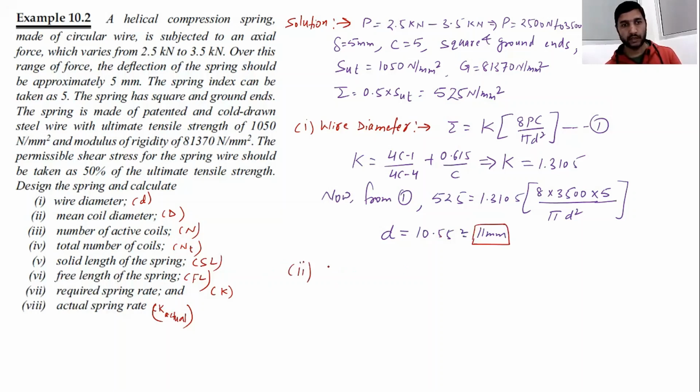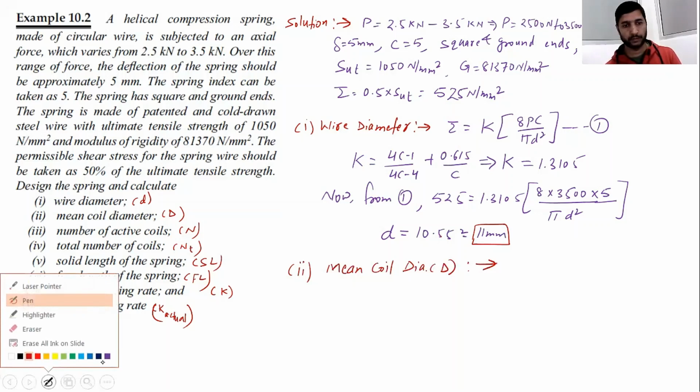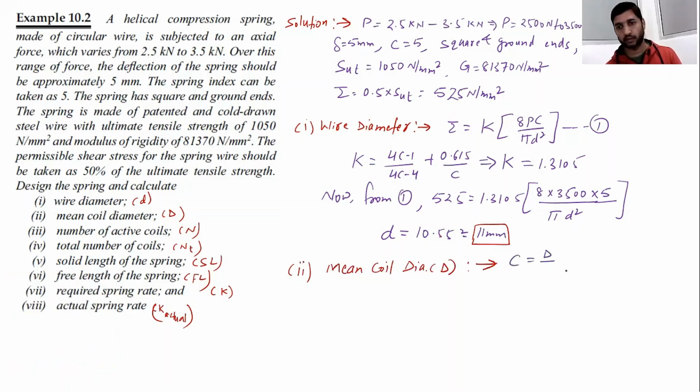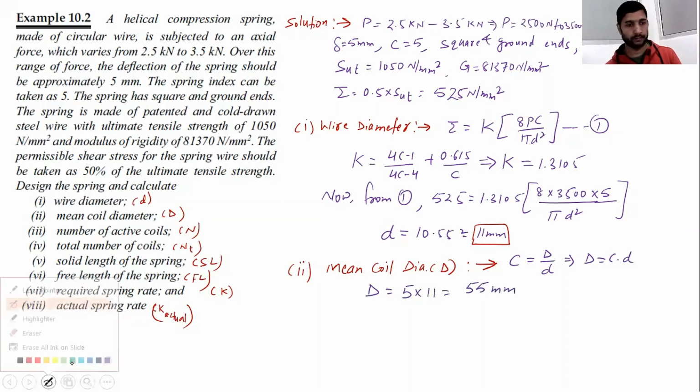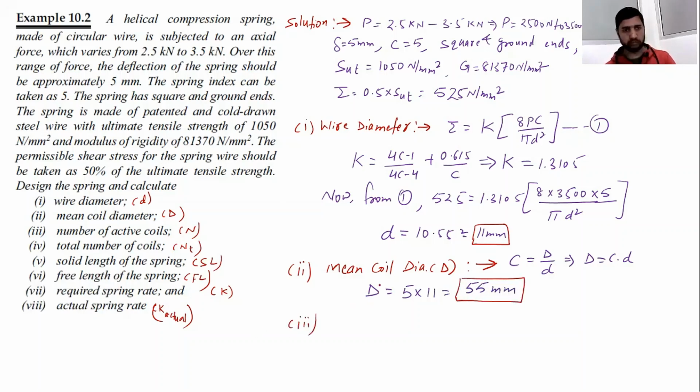Second, mean coil diameter. As you know, spring index is the ratio of mean coil diameter to the wire diameter. From here it will be C into D. So C, as we have 5 spring index, D is 11 mm. So it is coming out 55 mm. So this is second. Now third, number of active coils.